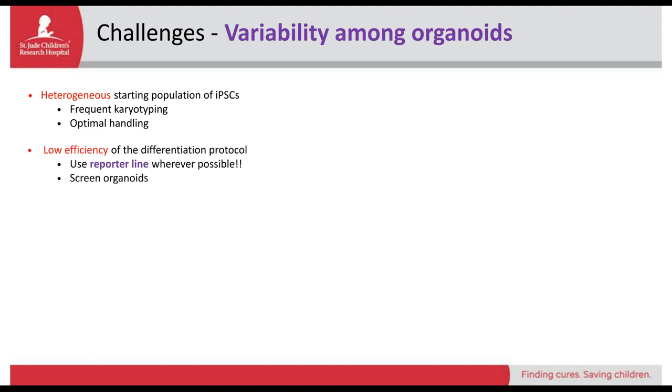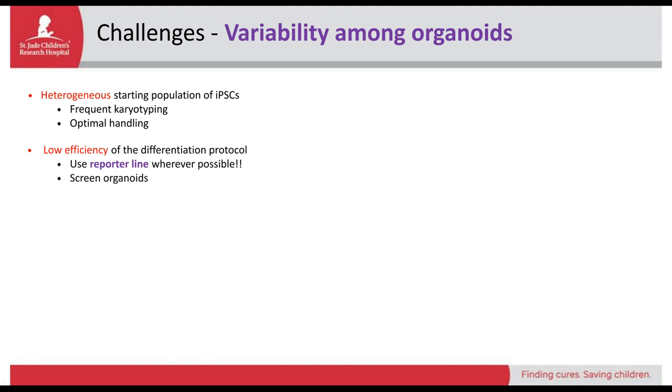And in order to address the efficiency issue of the differentiation protocol that you're using, my recommendation would be to use a reporter line wherever possible. Now, we've had issues with some of the protocols that we've tried to develop to model different parts of the brain, and using a reporter line is extremely helpful in optimizing your protocol, in determining the variability in your protocol, the variability in your system, in determining the efficiency of your system. So wherever possible, use a reporter line.